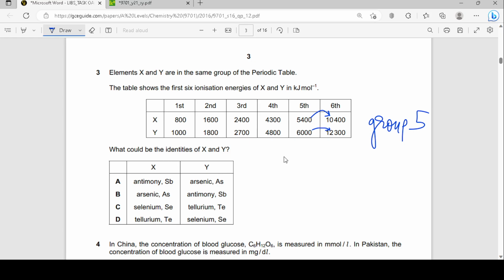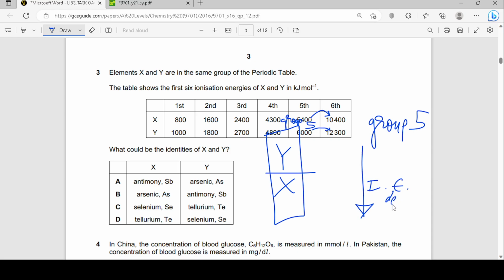Which means that Y must be above X in group 5, right? So this is group 5, Y is above X. And why is that? Because ionization energy decreases down a group, right? So ionization energy decreases down a group because the number of shells increases down a group.